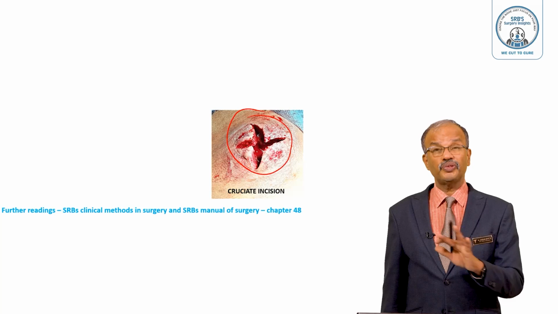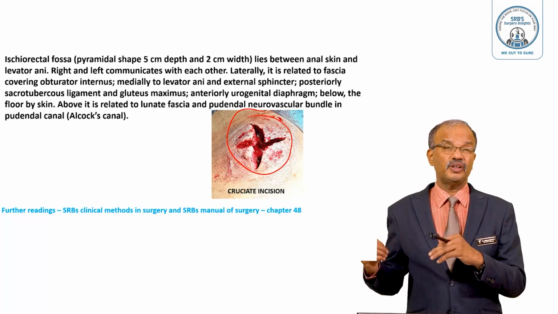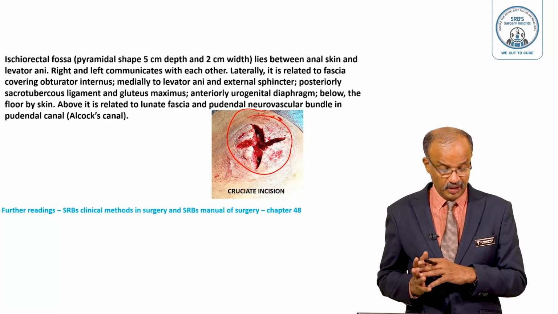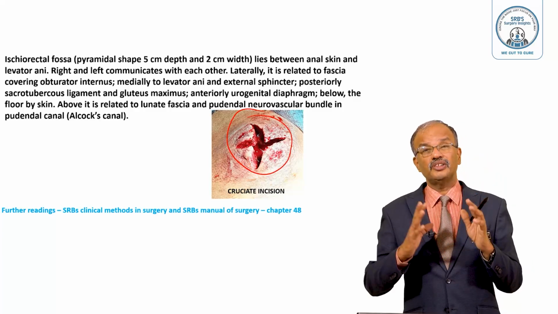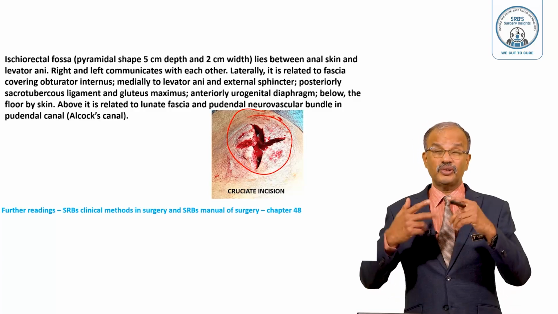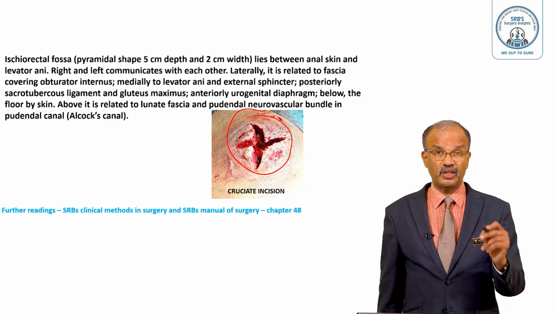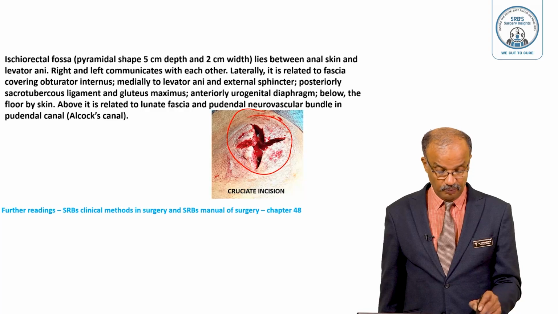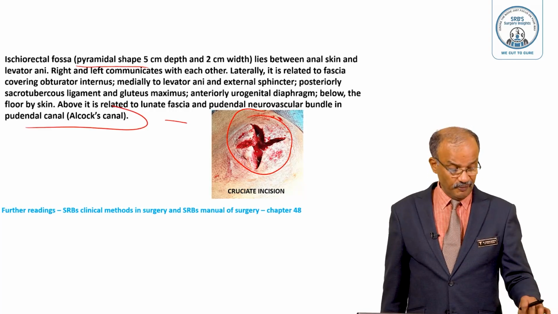So, ischiorectal fossa, what is it? A pyramidal shaped space it is. It has fascial limits, laterally obturator internus, medially the anal sphincters. A very crucial area. These two spaces are located one on each side, which often communicate with each other. Let's say when a fistula occurs, often it's horseshoe shaped. So, the anatomy, Alcock's canal, is very important. When you drain an ischiorectal abscess, it is a pyramidal space with different boundaries, the pudendal vascular bundle, Alcock's canal. All these things are important as far as MCQs are concerned.